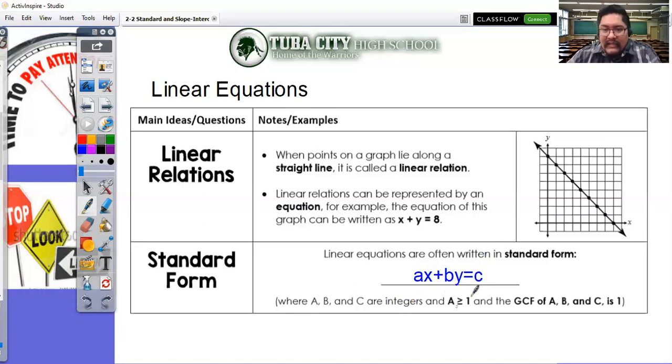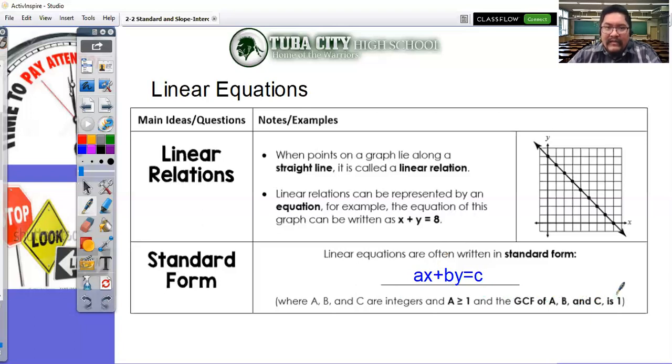The next thing is a has to be greater than or equal to 1. That means it cannot be 0. It cannot be a negative number either. So a cannot be negative or 0. And the greatest common factor of A, B, and C is 1.